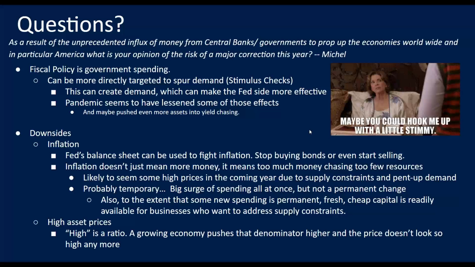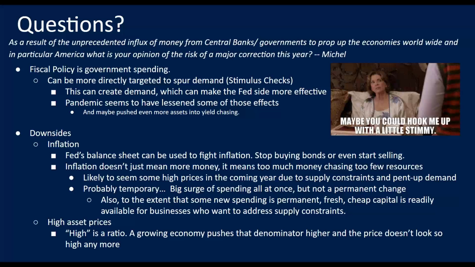All right, so the other side of the coin is fiscal policy. That's government spending. Okay, so governments can literally just cut you a check. That can create demand to some degree, right? You certainly have more money available to spend. You might go buy stuff you wouldn't have bought before, do some other things you wouldn't have done before in terms of spending money. Now, the pandemic seems to have lessened some of those effects.